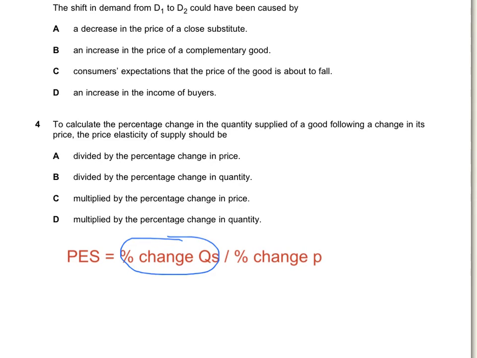So effectively what we're having to do is bring that part of the equation over to the left hand side. So in order to do that, we're going to have to multiply both sides by percentage change in price. So the answer is C.